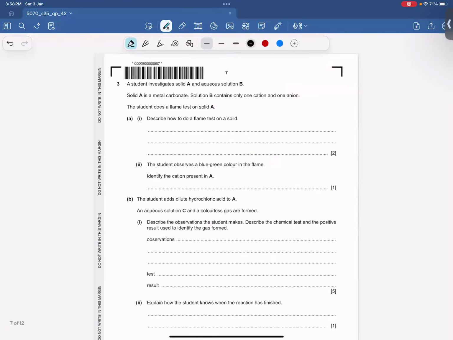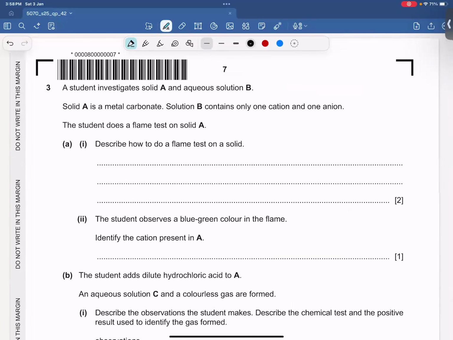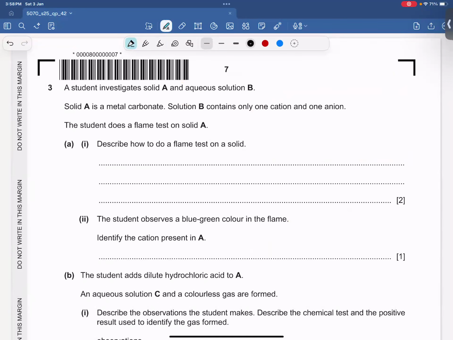Let's move on to the third question. A student investigates solid A and aqueous solution B. Solid A is a metal carbonate. Okay, that's what we need to remember. Solid A is basically a metal carbonate, and B contains only one cation and one anion. The student does a flame test on solid A. Describe how to do a flame test on a solid.